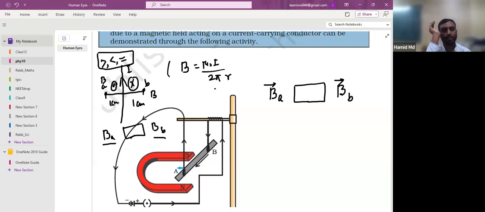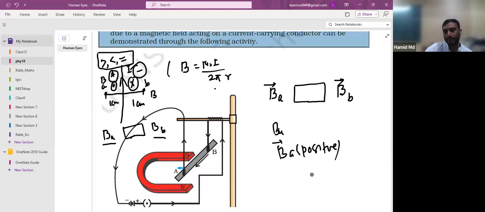Yes, sir. Ravita, it's clear? Yes, sir. So coming out of the paper, we will take positive, and going inside, it will be negative, right? Clear? Yes, sir. So vector BA is positive, and vector BB is negative.